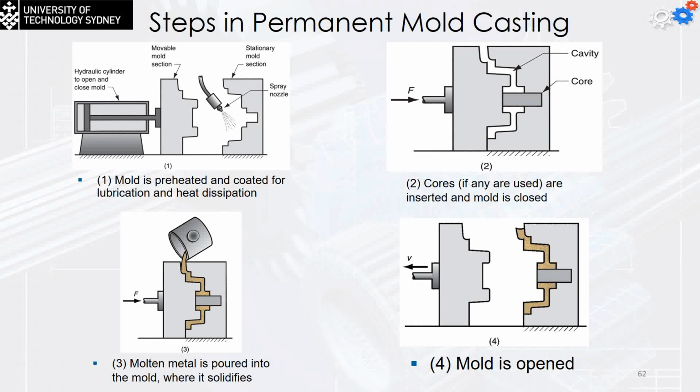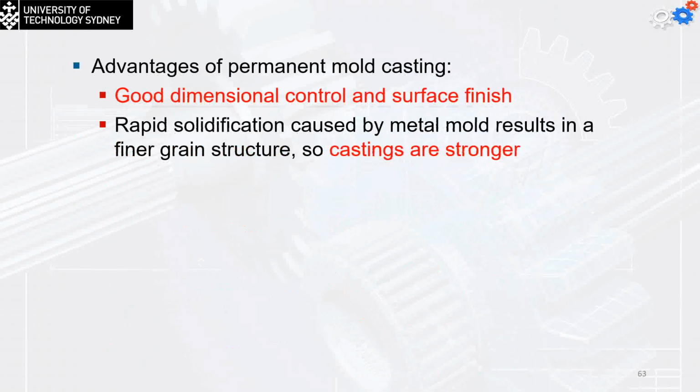So the advantage is good dimensional control and surface finishing. Rapid solidification caused by the metal mold results in a fine grained structure, so the casting is going to be stronger than the sand casting process. The limitation is that it's generally limited to metals with lower melting points and simple part geometries. Otherwise, I will not be able to open the mold to take out the part. The high cost of the mold is the main disadvantage, because it needs to be machined from very strong material.